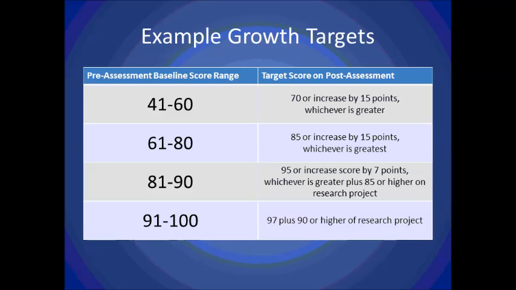There are a variety of methods to do this. This is just one example. And we show it to you because you do not necessarily want to set the exact same growth target for a kid that got a 91 on your pre-assessment as for a student that got a 41 on your pre-assessment. So there are different ways to make certain that each student has a goal that is achievable but yet rigorous for that particular individual student.